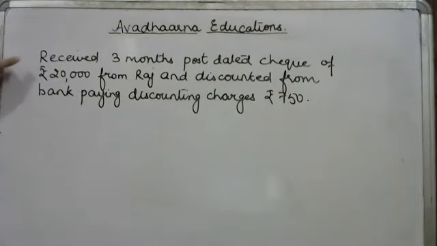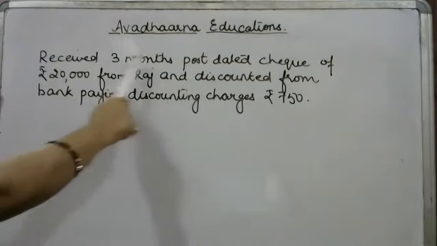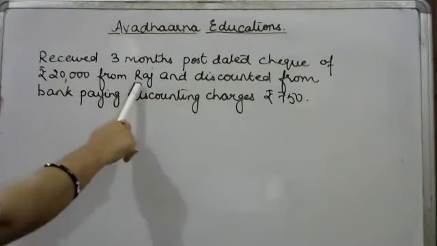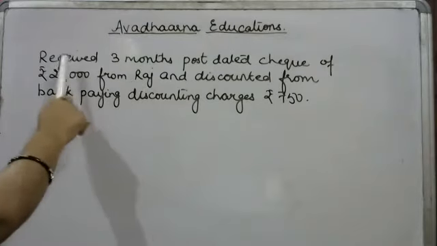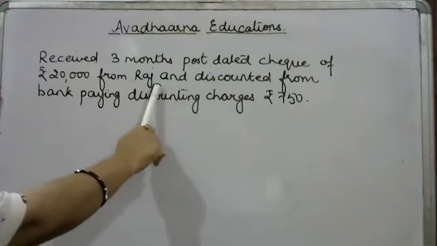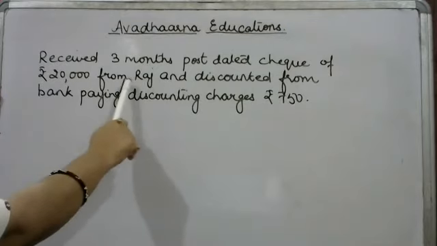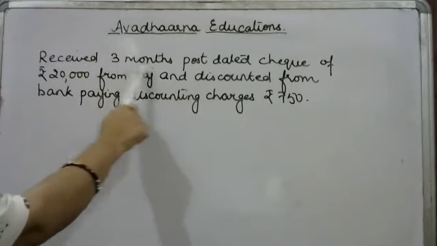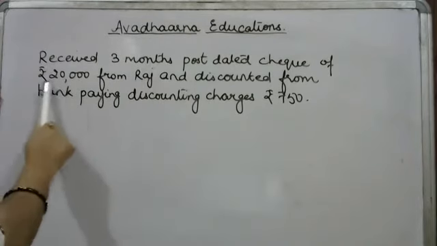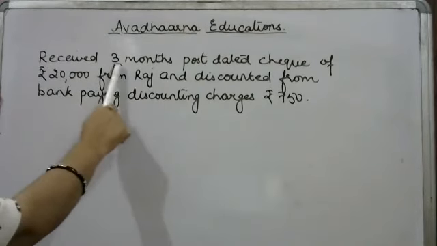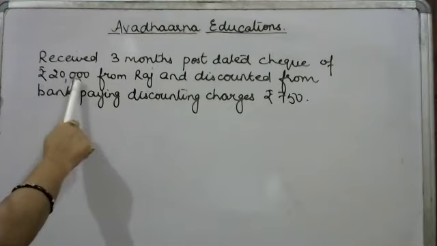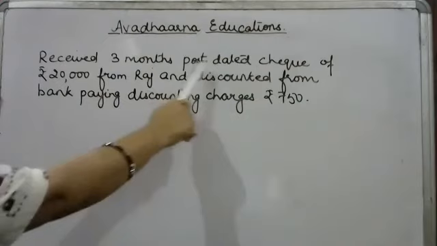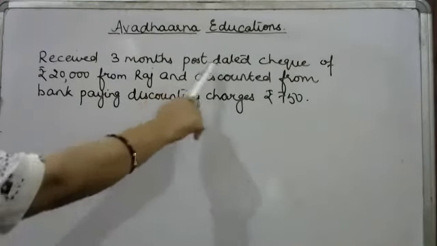Now this transaction: received 3 months post-dated check of rupees 20,000 from Raj. Fine. This means कि हमने Raj से, Raj must be our debtor, we have received a post-dated check which is going to be encashed after 3 months of rupees 20,000. यानी कि जब हमने रिसीव किया बेटा, तो ये जो 20,000 का चेक है वो चेक इन हैंड ही माना जाएगा. रीजन बीइंग कि तो 3 मंथ्स के बाद एनकैश होगा क्योंकि ये पोस्ट डेटेड है.